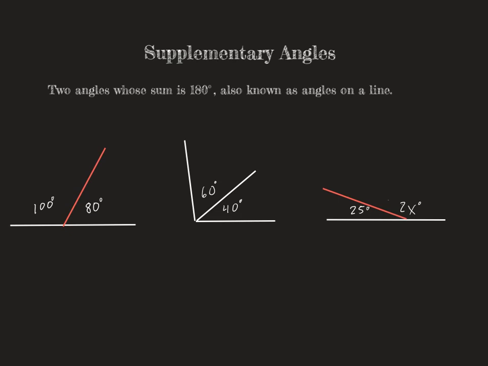So for the first one, we're going to do 100 degrees plus 80 degrees is going to give you 180. So it works. For the next one, you have 60 degrees plus 40 degrees, but that's not going to be equal to 180. That's what we're trying to get. So again, this is not going to be an example of supplementary angles. And lastly, we need to find x.